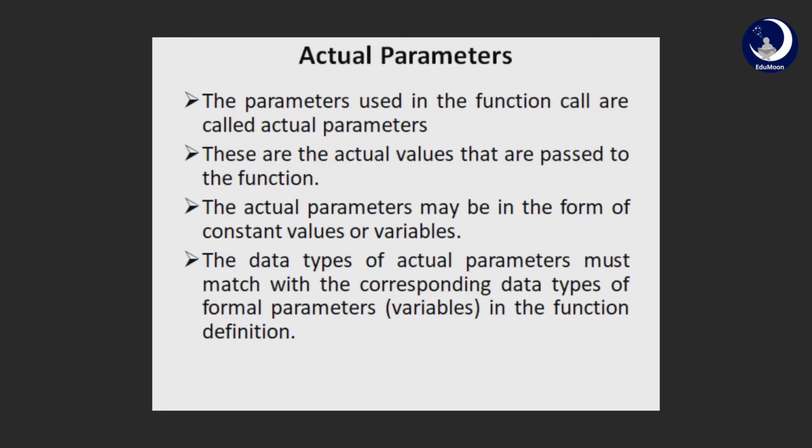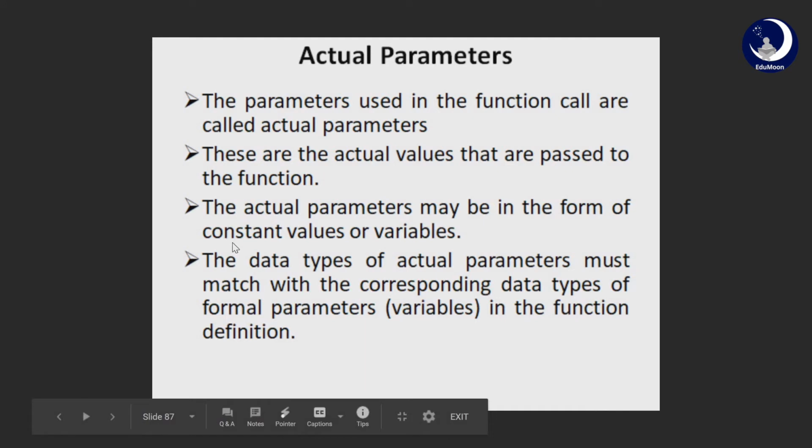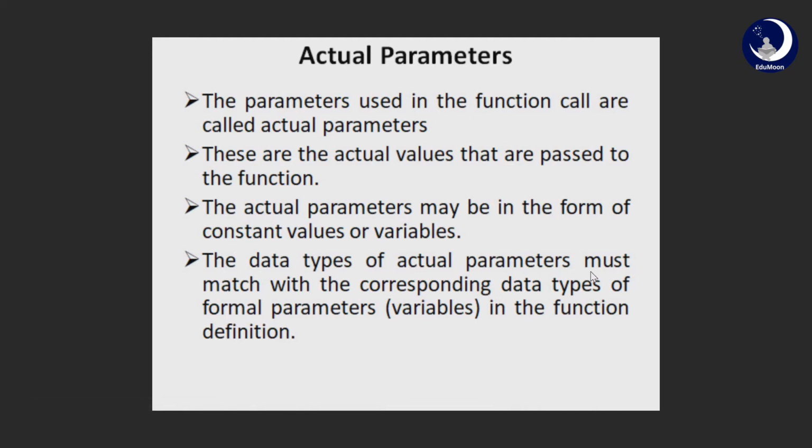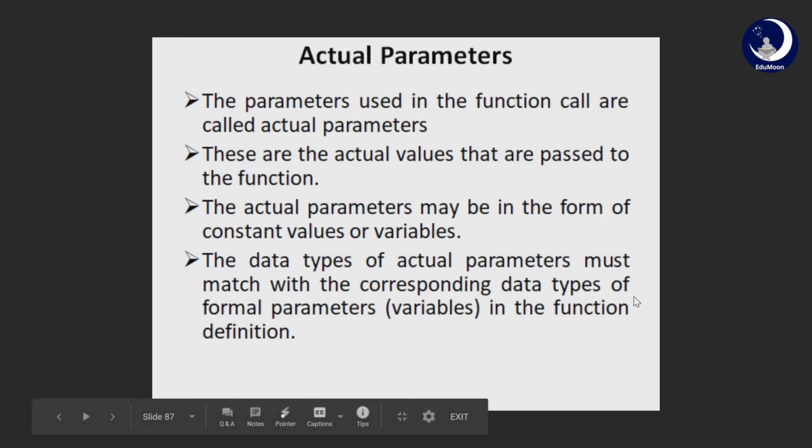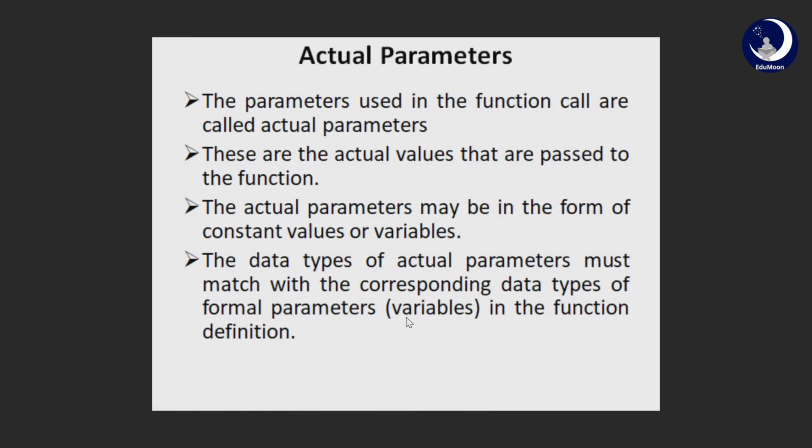Actual parameters. Basically parameters are those variables which we pass into the body of a function. To pass the variables directly into the body of the function, we use the braces. The parameters used in the function call are called actual parameters. These are the actual values that are passed to the function. The actual parameters may be in the form of constants or variables. The data types of actual parameters must match the corresponding data types of the formal parameters or variables in the function definition.